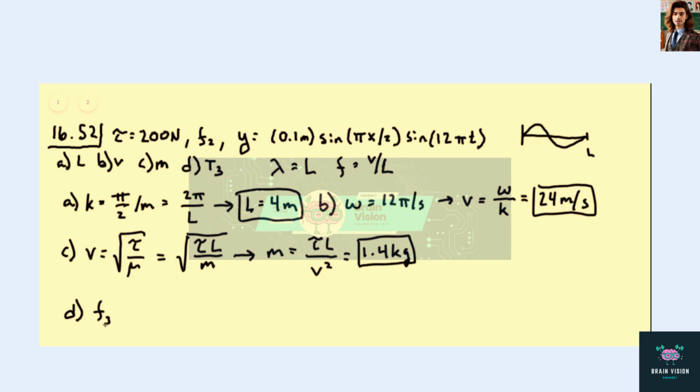So for the frequency of the third harmonic, we know it's going to be 3 times the speed divided by 2 times the length, because it's nv over 2L, so n equals 3, put that in there, that's what we get. We know that the period, of course, is just the inverse of the frequency. So 2L over 3v. And so we end up with 1/9 of a second, 0.11 seconds.